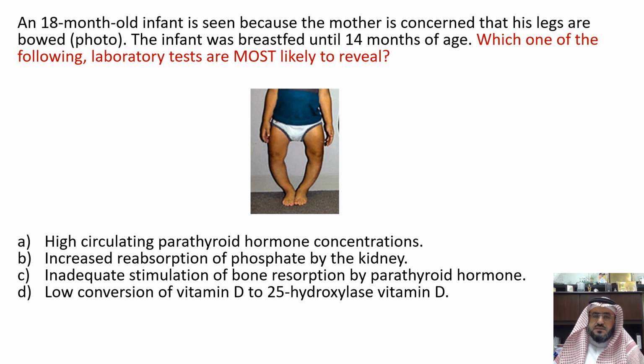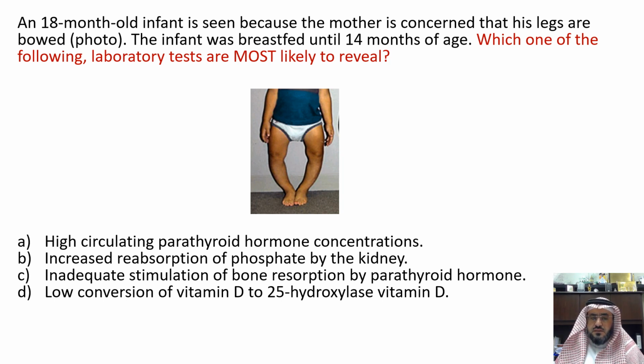An 18-month-old infant is seen because his mother was concerned about his bilateral bowing of the legs, as you could see in the photo. In the history, this child was breastfed exclusively for 14 months. Exclusive breastfeeding for 14 months. Which one of the following laboratory tests are most likely to reveal? So what will be, first of all, your most likely diagnosis? Most likely diagnosis is nutritional rickets.